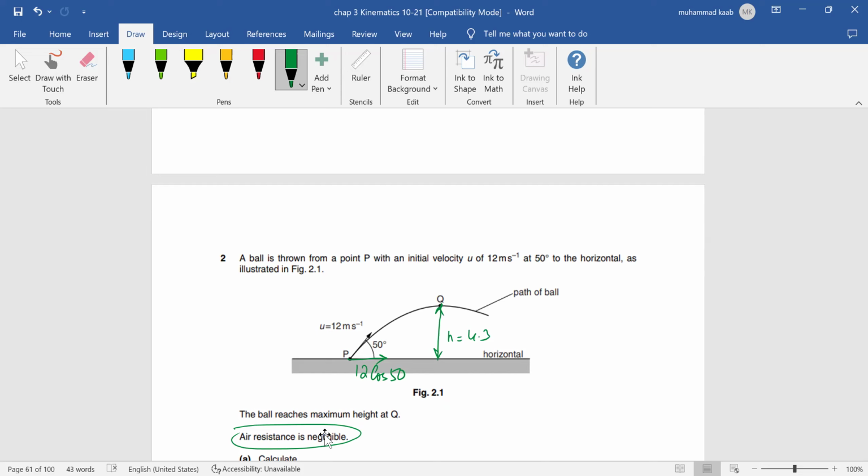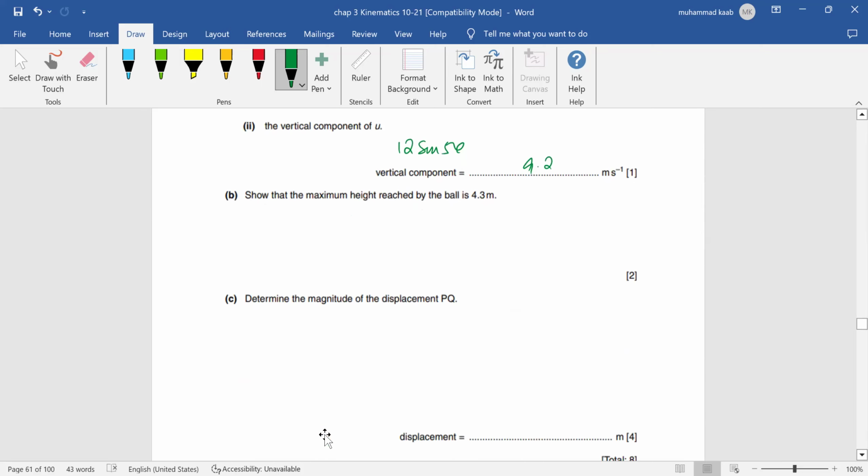So, will you use the vertical motion or the horizontal motion for part B? Won't it be vertical motion? Very good, vertical motion. For vertical motion, will you use the equation of motion or speed equals distance over time? I think we have to use the equation of motion. Okay.